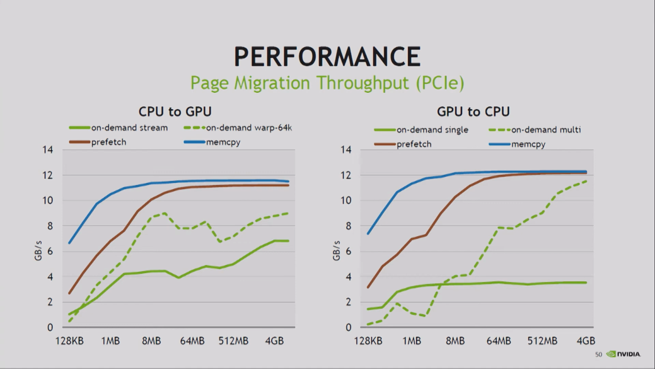So there are just different ways you can access data from the GPU. The solid line is just one thread accessing one element. And then the dotted line is where we have one warp accessing a 64K page. So effectively, one thread is accessing a lot of elements. And performance is different.